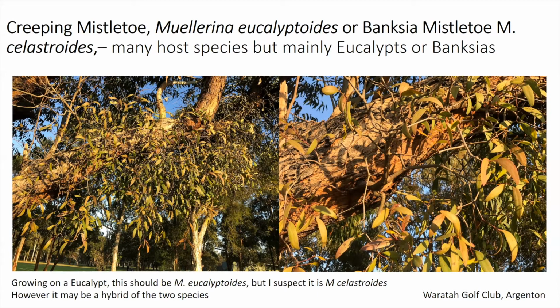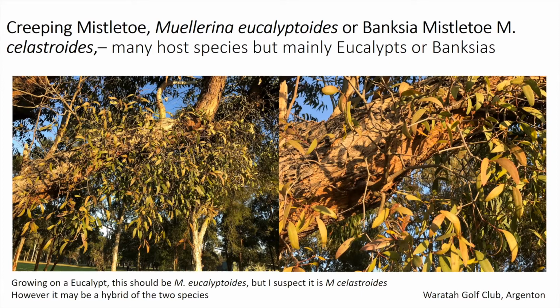Now, this one's growing on a furry barked Eucalypt, but the leaf and plant description fits Banksia mistletoe. So it could be Banksia mistletoe. I don't know. I've never seen this one flower. I've been watching it for almost 12 months. But these things hybridize. The other species I've shown you, Amyema species, rarely hybridize, but Muellerinas do. And I suspect this one's a hybrid and it's growing at one of the golf clubs in Newcastle area.